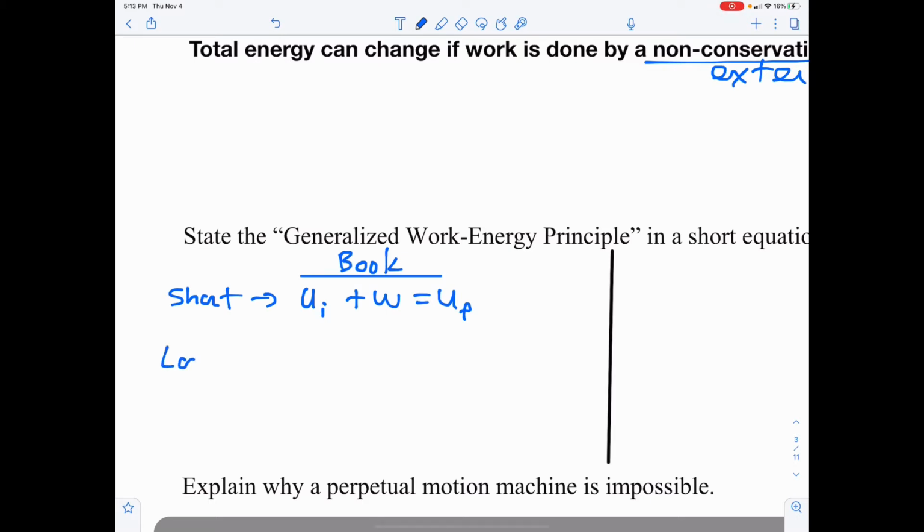Now, the much longer version of that, this kind of breaks down into a lot. I know that the textbook writes it like this, it'd be better to write it as the total energy plus the work is equal to the final energy. What this basically means is if work is done by an external force, then you're going to have less mechanical energy than you started.